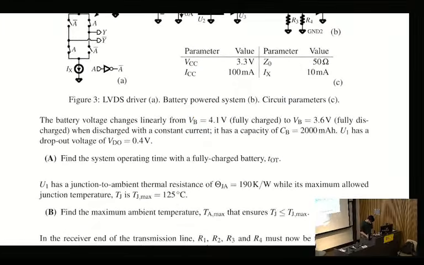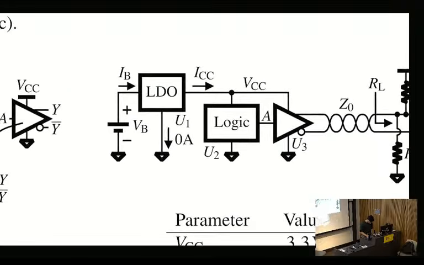So the charge changes linearly from 4.1 volts to 3.6 volts. When discharged with a constant current, it has a capacity. U1 has a dropout voltage. So the battery is here. It goes through an LDO, and we're using the LDO to drop the voltage, or to regulate it, to 3.3 volts. Okay.